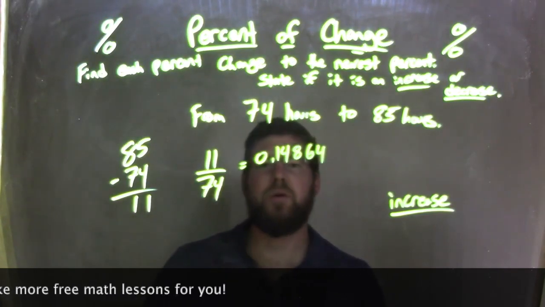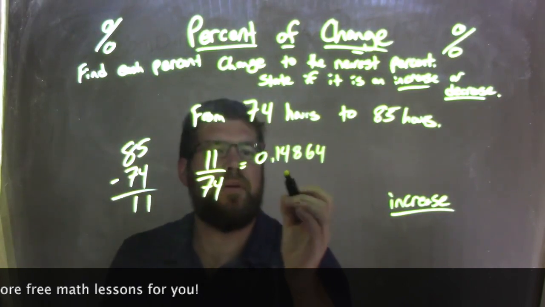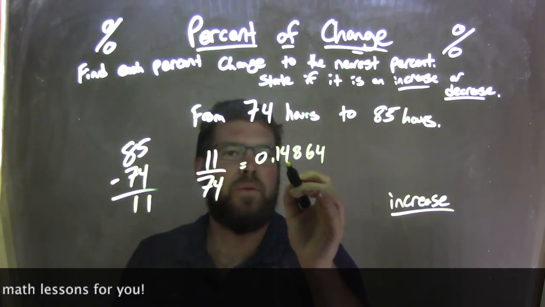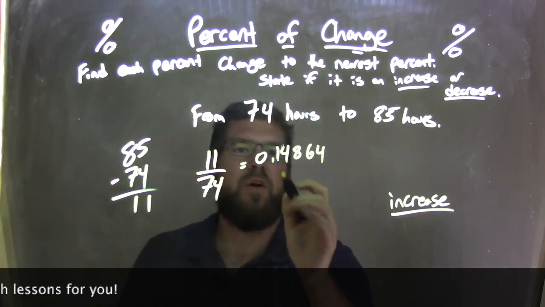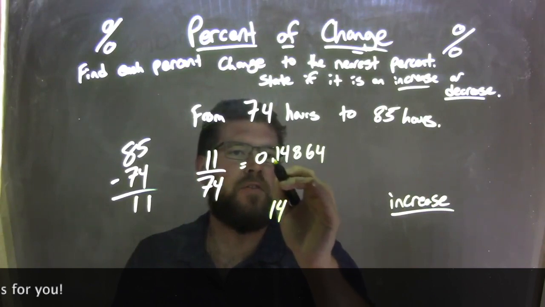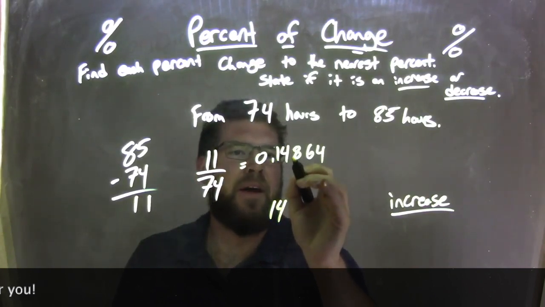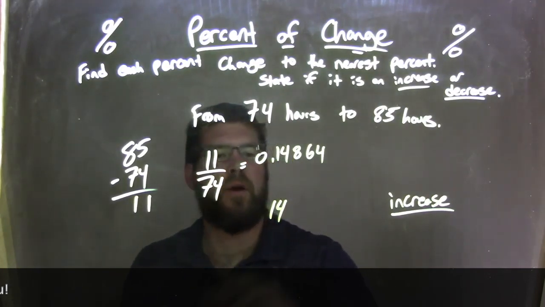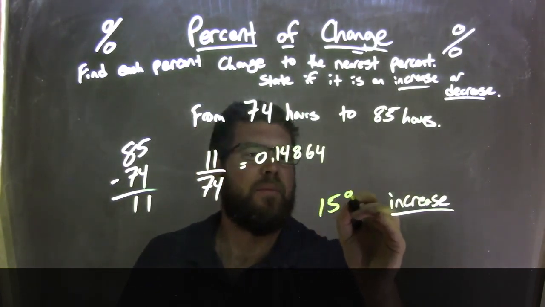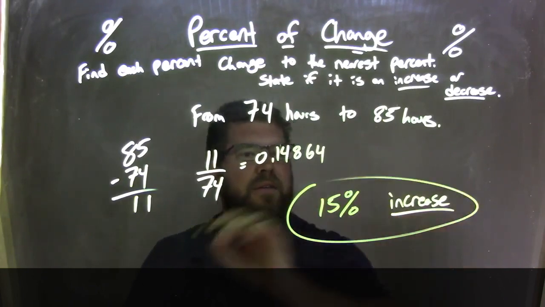Okay? So, we're talking about a percent increase, right? Well, our percent increase here is when we move the decimal 2 units, 1, 2, right? And so we have 14 first, right? But that 8 there causes it to round up, so we actually have a 15% increase.